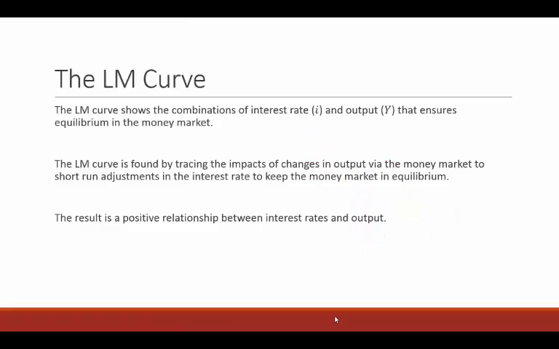Our next task is to develop the liquidity preference money supply or LM function. The LM curve shows the combinations of interest rate and output that ensure that the money market is in equilibrium. The LM curve shows a positive relationship between the interest rates and output due to the interactions that occur within this market.